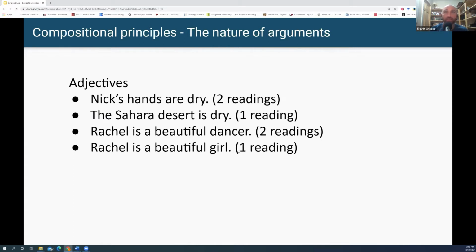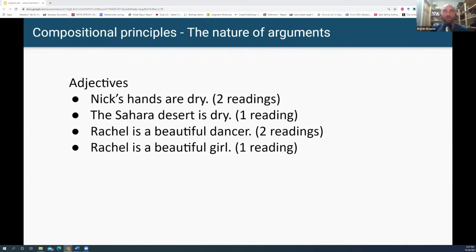So you have to have something, dancer has a certain property, right, that interacts with beautiful in a way that's different. So again, if you change it to, let's say, good, Rachel is a good dancer. I don't get two readings. I only get one. At least it would be very hard. You wouldn't ever really interpret Rachel's a good dancer to mean Rachel's a good person and she is a dancer, right? And then Rachel's a good girl. Again, you only have one reading.